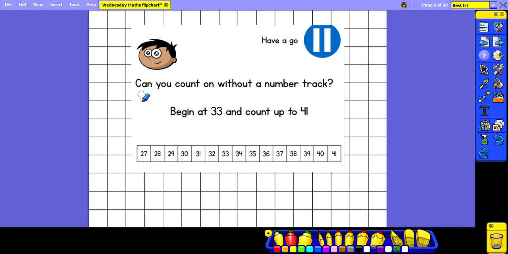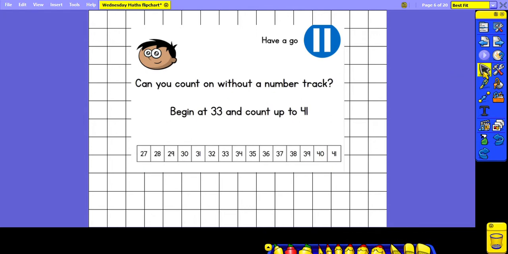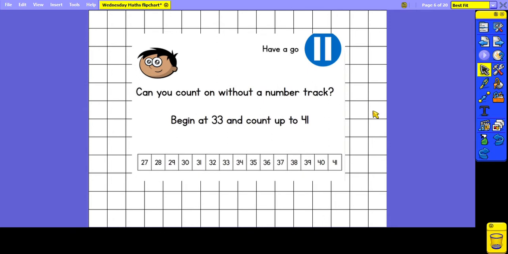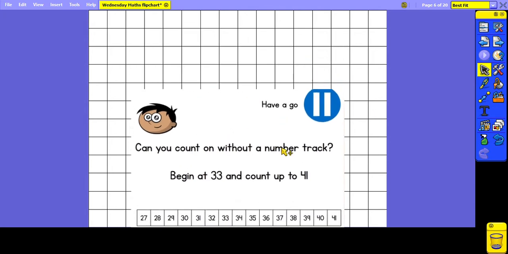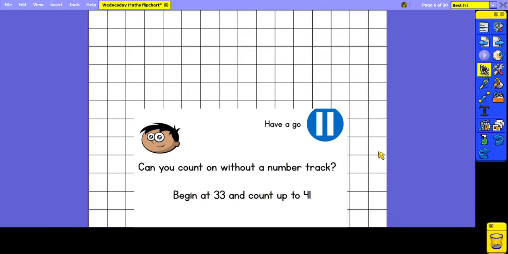This time you're being asked to count on without using a number track. So if you can, cover the number track up and begin at 33, put that in your head, and then count on up to 41. So pause the video now and have a go. Okay, so let's try that together without the number track. So 33, 34, 35, 36, 37, 38, 39, 40, 41.